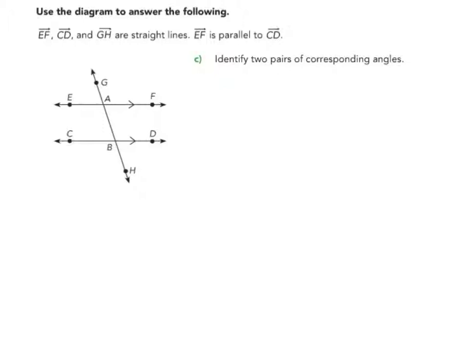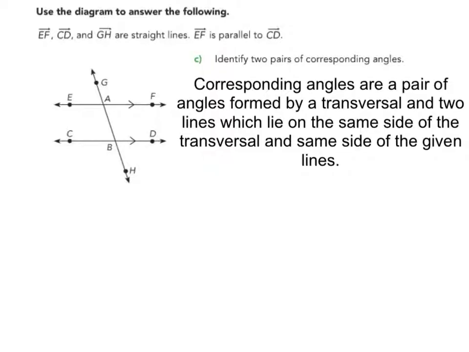The next part of the problem, which I left out at the beginning of the intro of this problem, is identify two pairs of corresponding angles. So let's identify the definition of corresponding angles. Corresponding angles are a pair of angles formed by a transversal and two lines which lie on the same side of the transversal and the same side of the given lines. This means they both have to be on the same side of the transversal, and they're both going to be either above the parallel lines or below the lines, or to the right of the lines or to the left of the lines. So they'll always be on the same side.